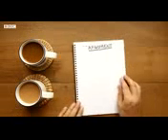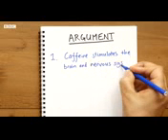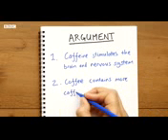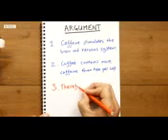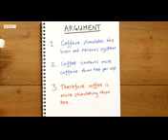Now this, you know, is an academic argument. Statement 1. Caffeine stimulates the brain and nervous system. Statement 2. Coffee contains more caffeine than tea. And statement 3 is the conclusion. Therefore, coffee is more stimulating than tea.